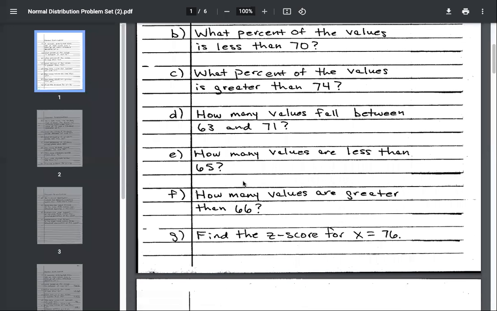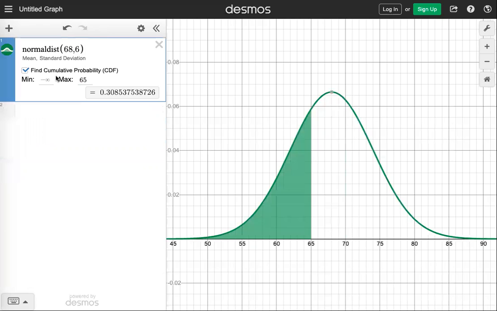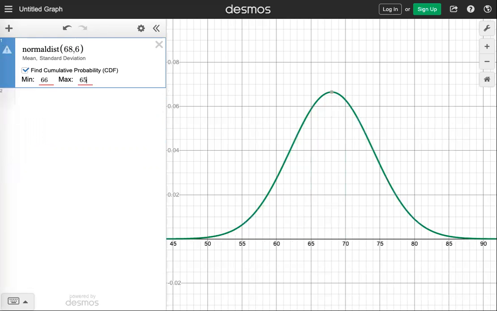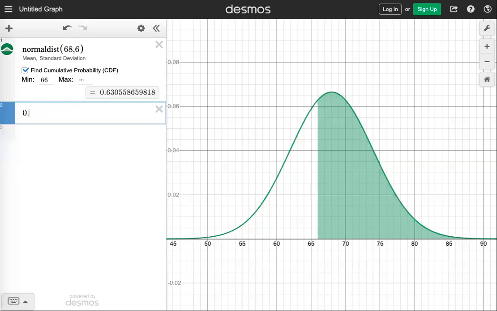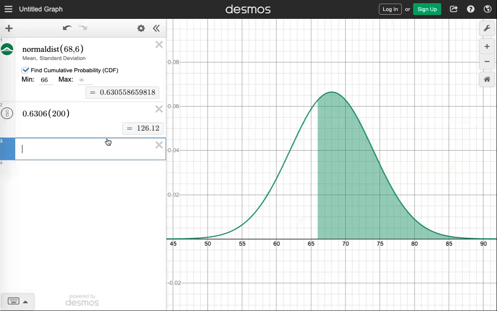Okay. And then F says, how many values are greater than 66? Since we're going greater than 66, 66 is going to be our minimum, and our maximum is going to be positive infinity. So I'm going to leave that blank. And then I get the decimal 0.6306 if I round that 5 up. Then I have to multiply by 200 at the very end, and I get my number of values, 126.12, which is 126 if I round down.